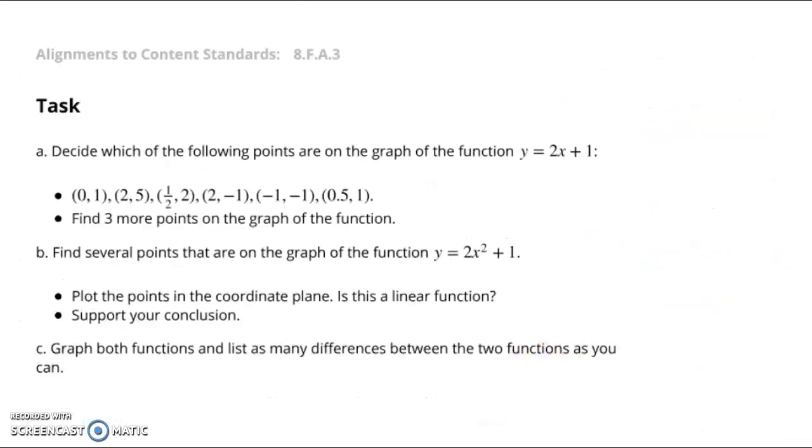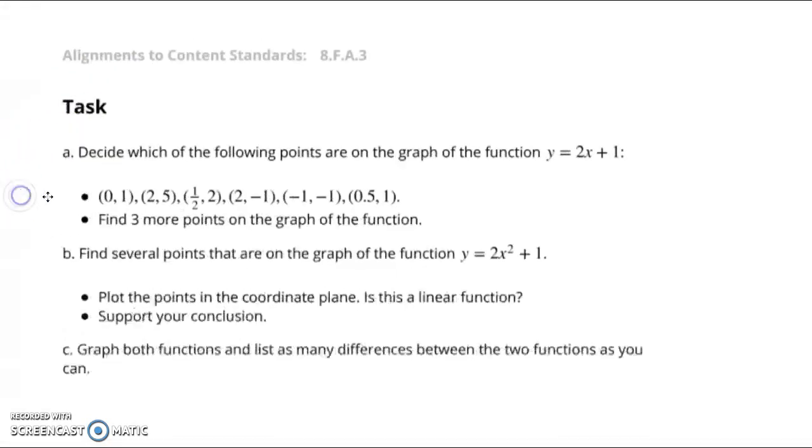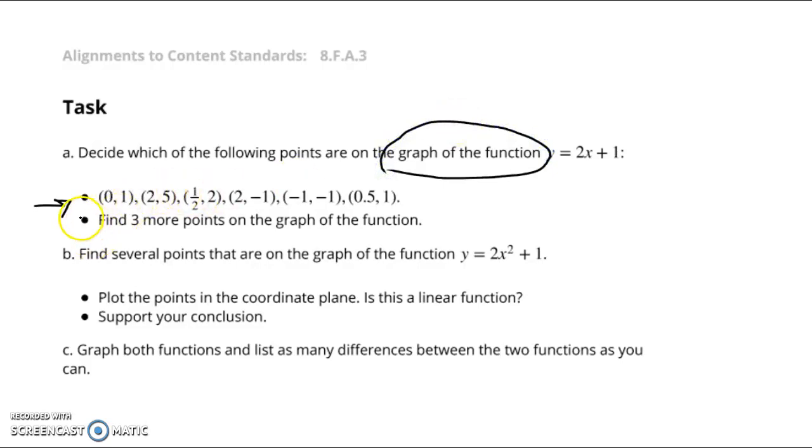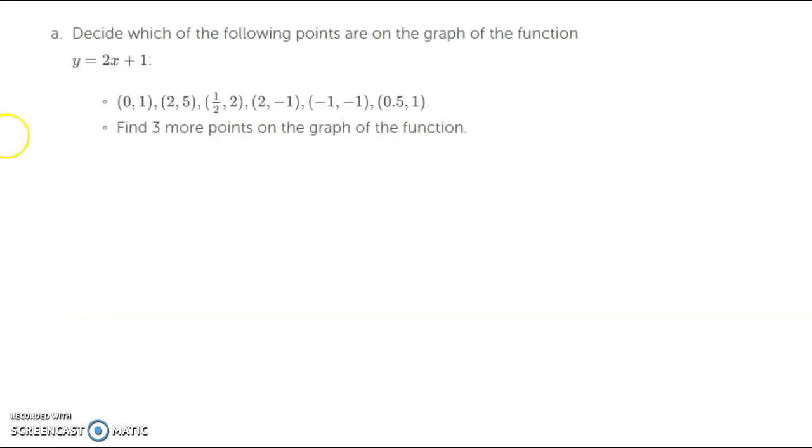So our task is going to be able to decide which of the following points on the graph are on the graph of the function y equals 2x plus 1. So they give us a list of points here. And this list of points, we are going to use to define if these points are on the graph. We're not going to find 3 or more points. We're just going to look at these first few points and find if they're on the graph. Then we're going to find several points that are on the graph of the function y equals 2x plus 1. And then we're going to compare these graphs.